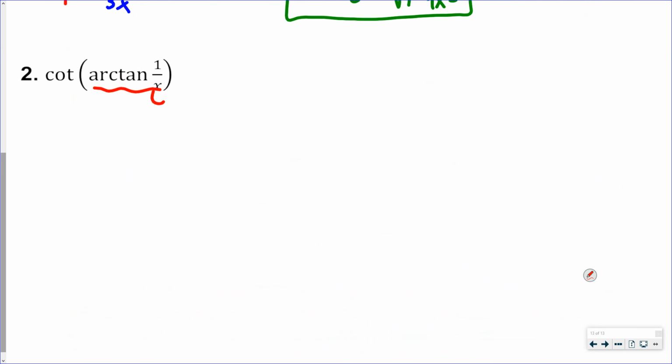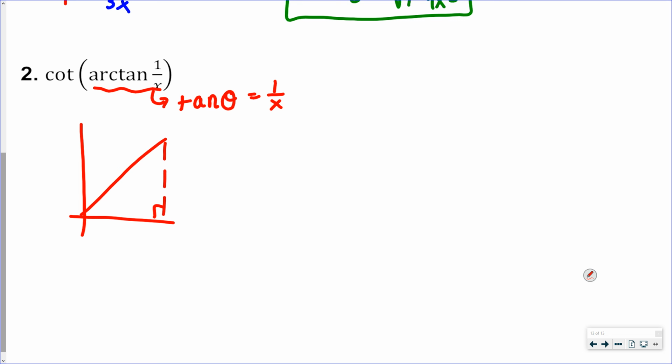Or another way to think of that is the tangent of some angle is 1 over x. Again, we don't have to solve for x. We don't have to find that angle exactly. Usually we would have to, but in this type of situation, we're just writing an expression here. So, again, we'll draw one in quadrant 1.